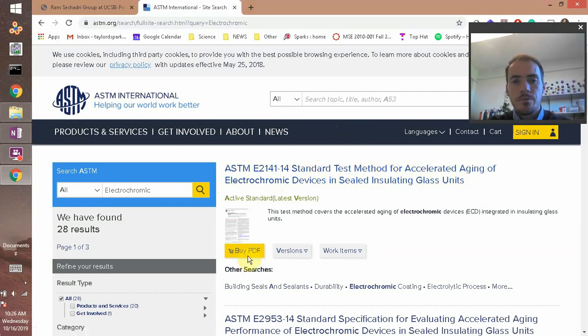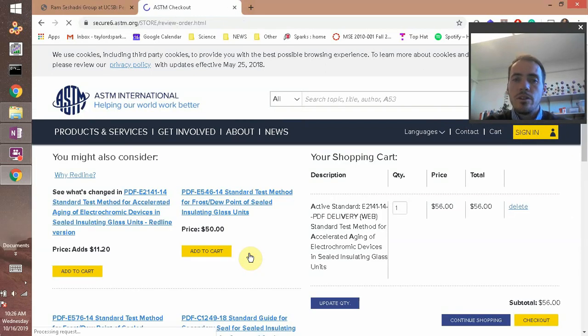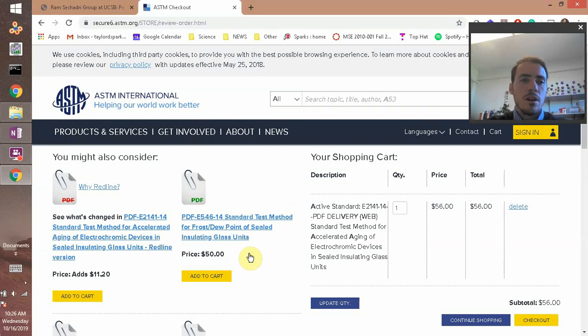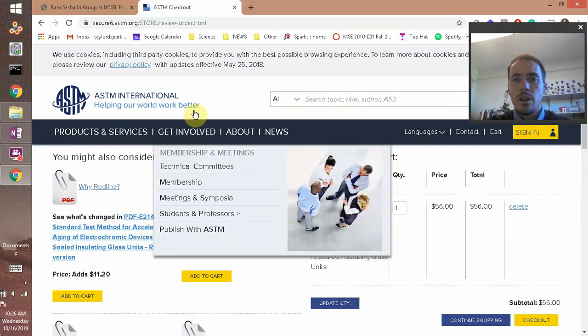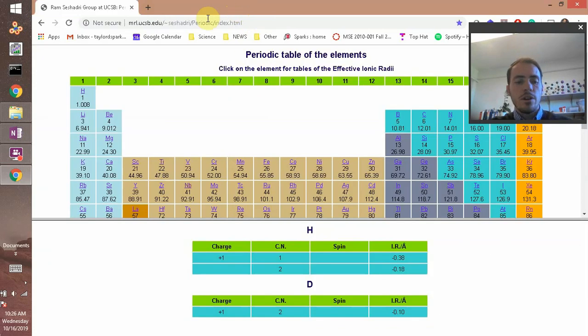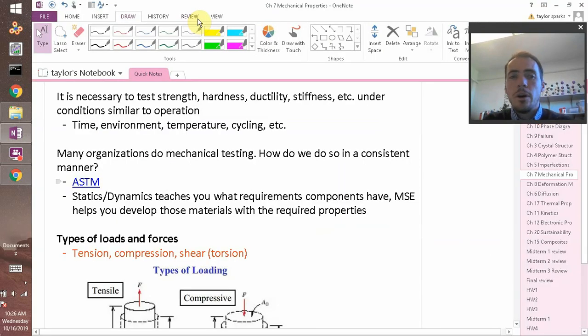Now the downside is it says you have to buy these PDFs. Technically you have to pay a subscription fee for these things. The good news is that the university has all of these. So if you go through the university library, they have a link that will get you all these things for free. It will have a very detailed prescription on how to go about testing things.